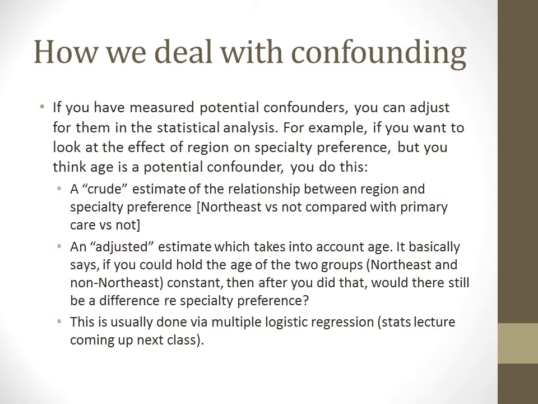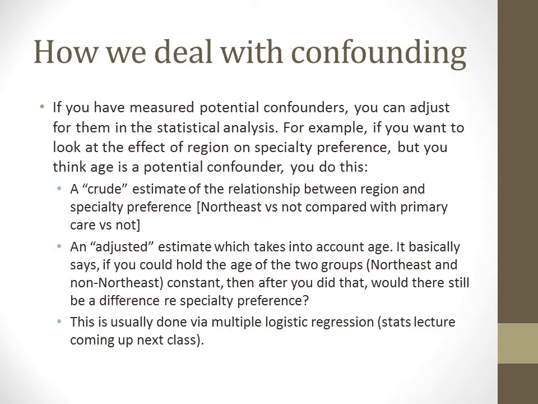You do what's called a crude estimate of the relationship between region and specialty preference without the confounder in there, just to see what the odds ratio is. And then you do an adjusted estimate, which takes age into account. And the adjusted estimate basically says, if you could hold the age of the two groups, Northeast and non-Northeast, constant, then after you did that, would there still be a difference?